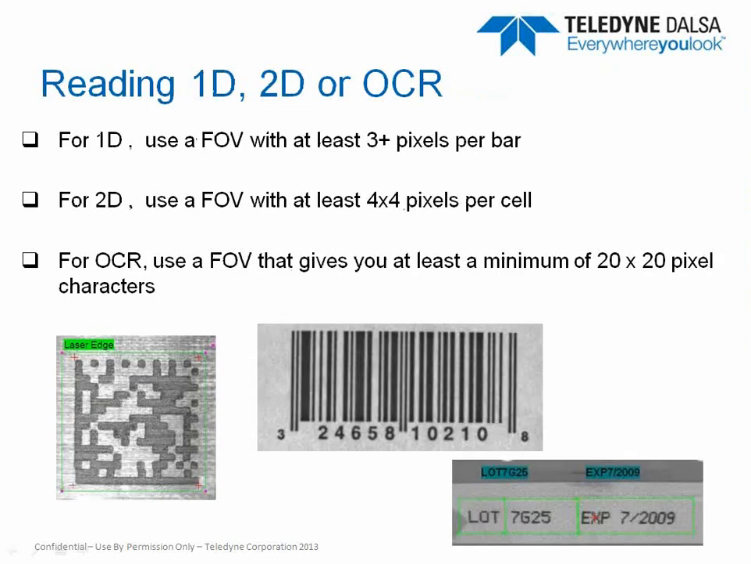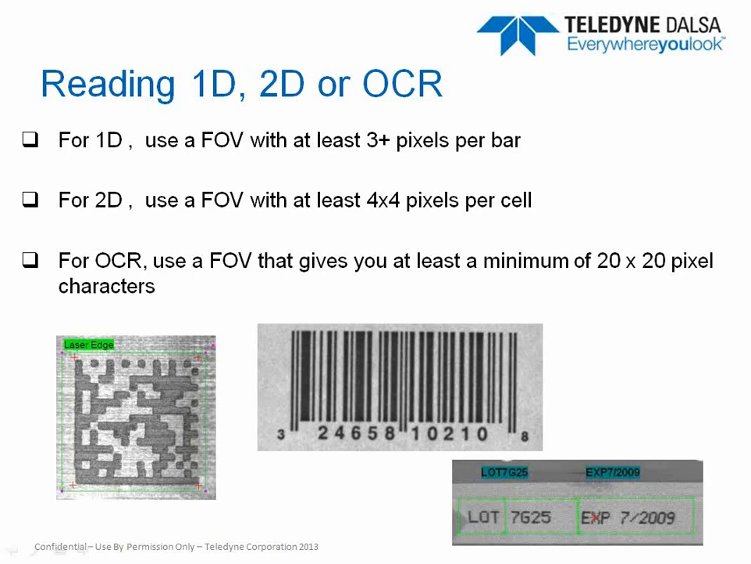If you're reading 2D, 1D, and OCRs, for 1D, use a field of view that gives you at least 3+ pixels per bar. Again, this is if your code is crispy clean and perfect; you can go down to 2 or so. But again, you want to have reliable readings.